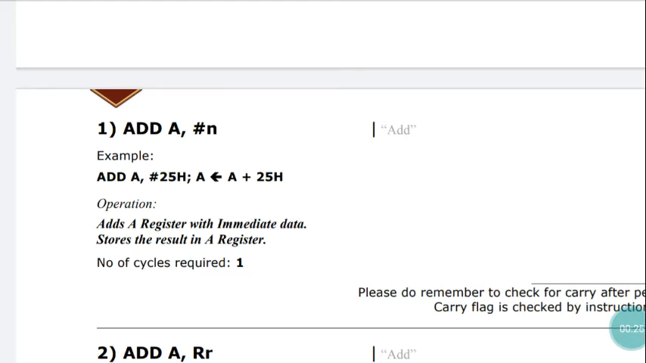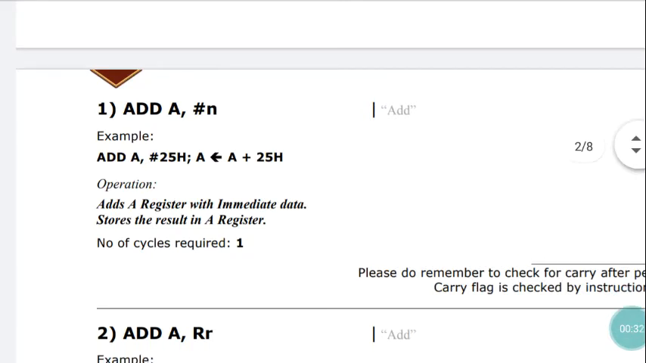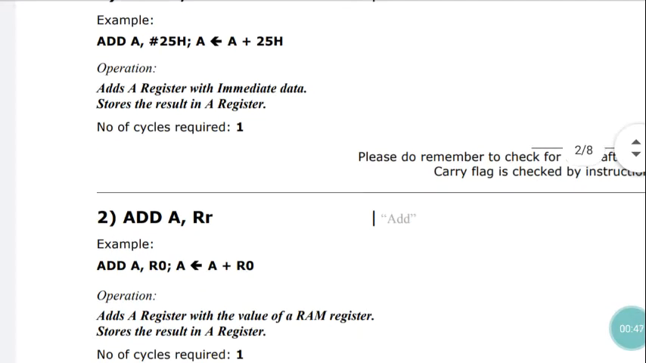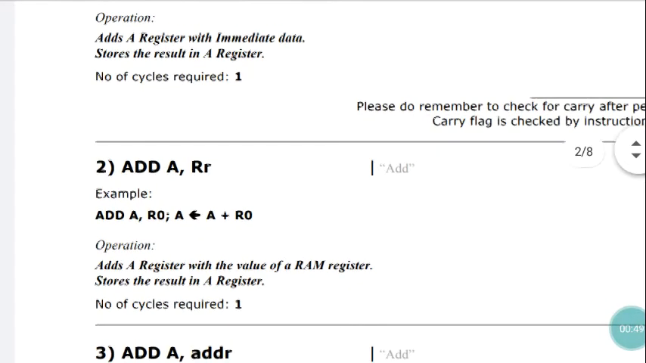The first example is that addition is done directly with the immediate data, and the data is directly given in the instruction. If you see the example, ADD A, #25h. Here hash represents that 25 is the value, not an address. By adding those two values, A plus 25, we get the result. That result is saved into the accumulator A. Okay, that means the result will be stored into the A register.